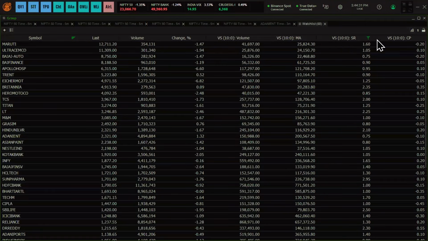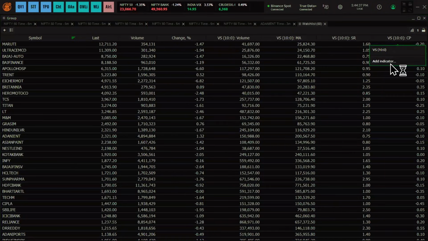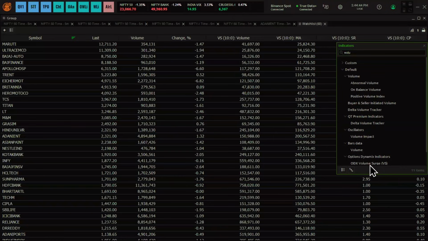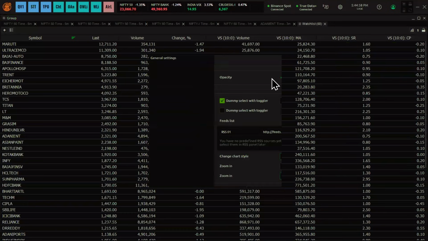Lastly, I will talk about the indicator volume search, which you can apply by clicking here. You can search add indicator and volume search. See, when you apply this indicator, there will be four columns: volume, MA, SR, and CP. This SR is surge ratio. This CP is change in percentage. So let me just open the settings here.